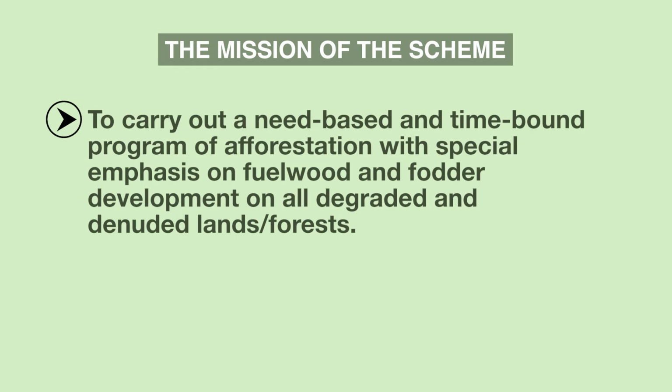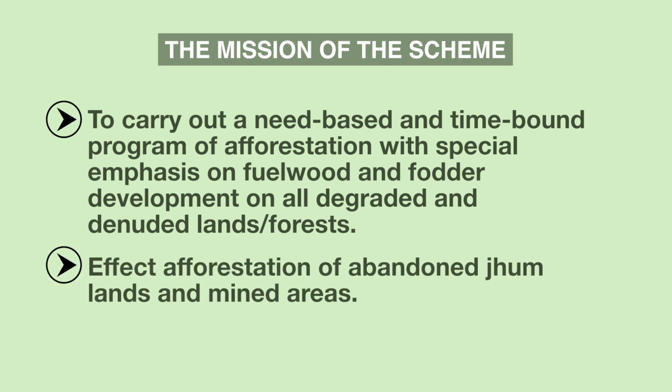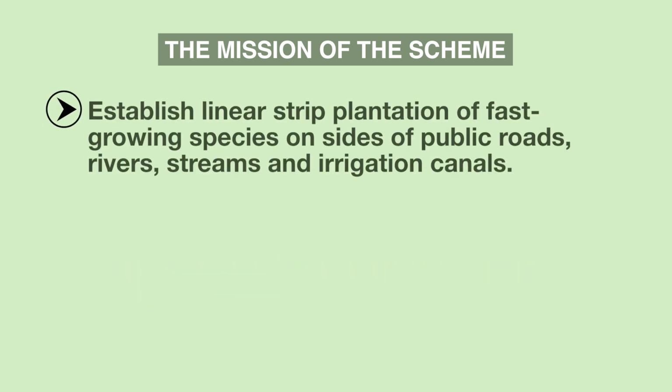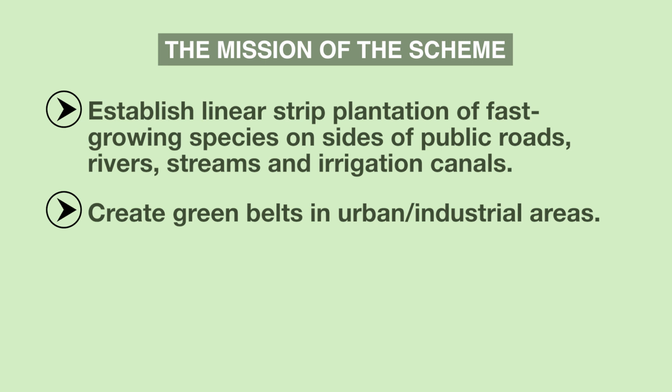So, what is the mission of the scheme? To carry out a need-based and time-bound program of afforestation with special emphasis on fuel wood and fodder development on the degraded and denuded lands or forests. The second is to effect afforestation of abandoned jhum lands and mined areas. Establish linear strip plantation for fast-growing species on the sides of public roads, rivers and streams, and even irrigation canals. Create green belts in urban and industrial areas.